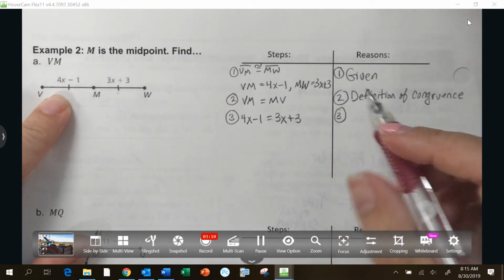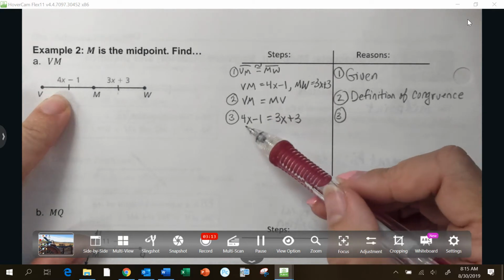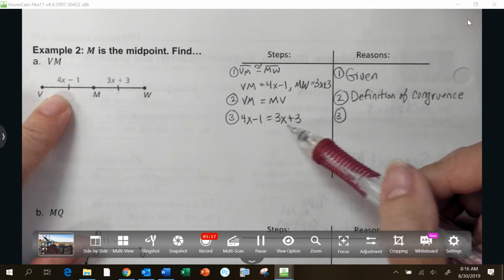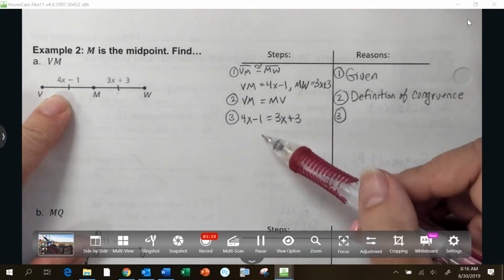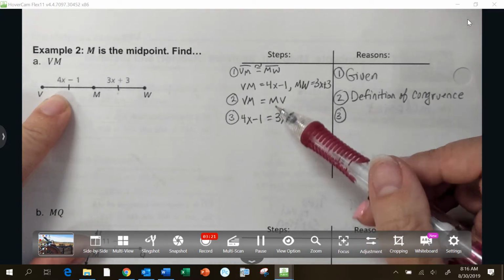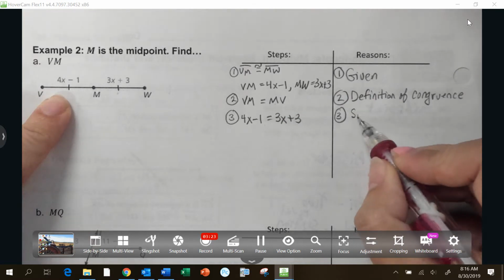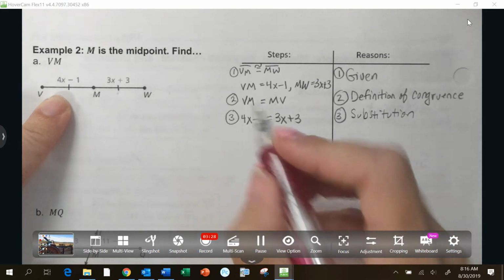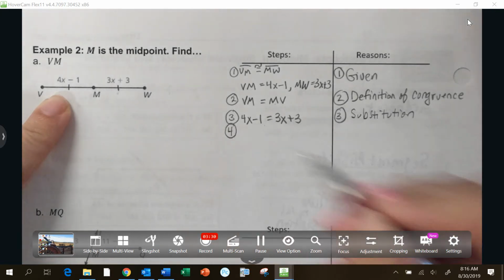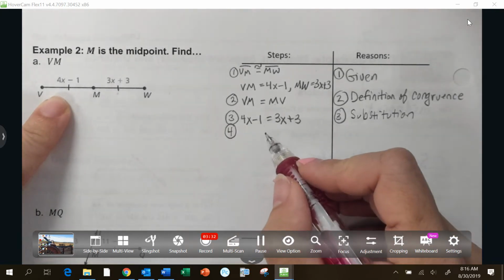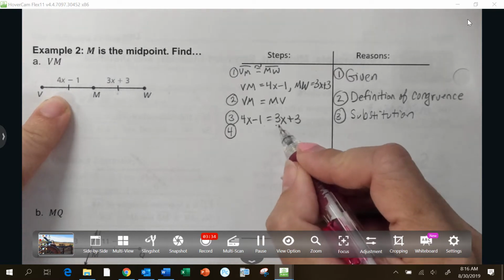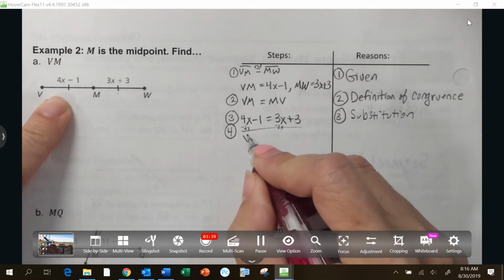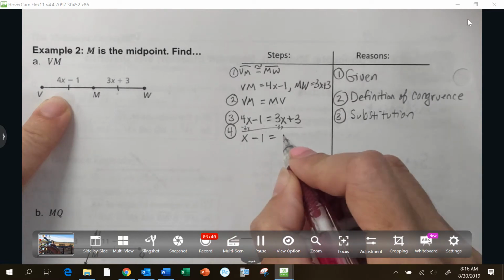What allows me to put in VM equals 4x minus 1? And what allows me to put in MW equals 3x plus 3? What allows me to put those in? Yell it out. Substitution. So now we're going to solve this equation. I like to start with the x's first. So I'm going to subtract 3x from both sides. It's going to give me x minus 1 equals 3.